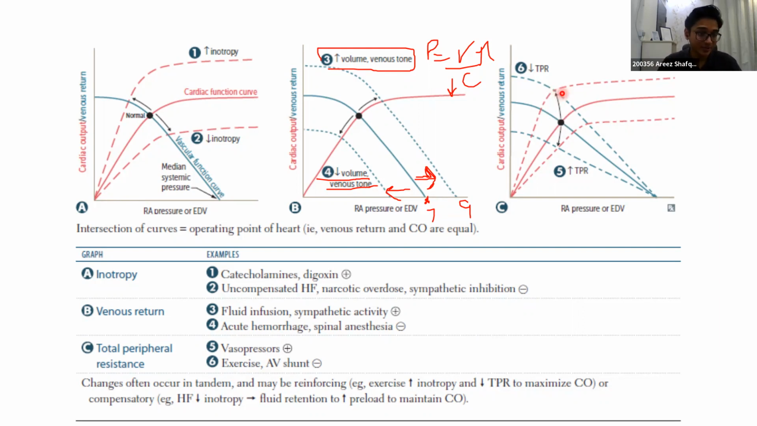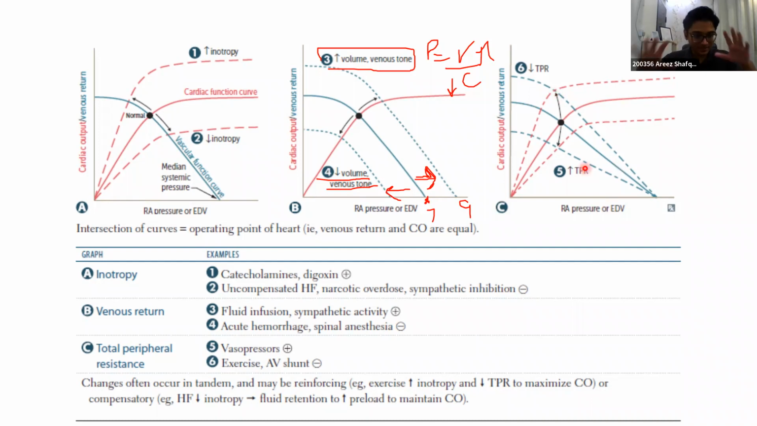AV shunts, I already told you, like you have in Paget's disease, for example, you have numerous AV shunts forming in the bone. This will cause this shift up of the curve. Anemia as well, decreased RBC mass. If you don't have enough RBCs, you don't have enough oxygen delivery to tissues. That means tissues suffer from hypoxia and they use autoregulation to dilate the vessels. This causes decreased peripheral resistance.